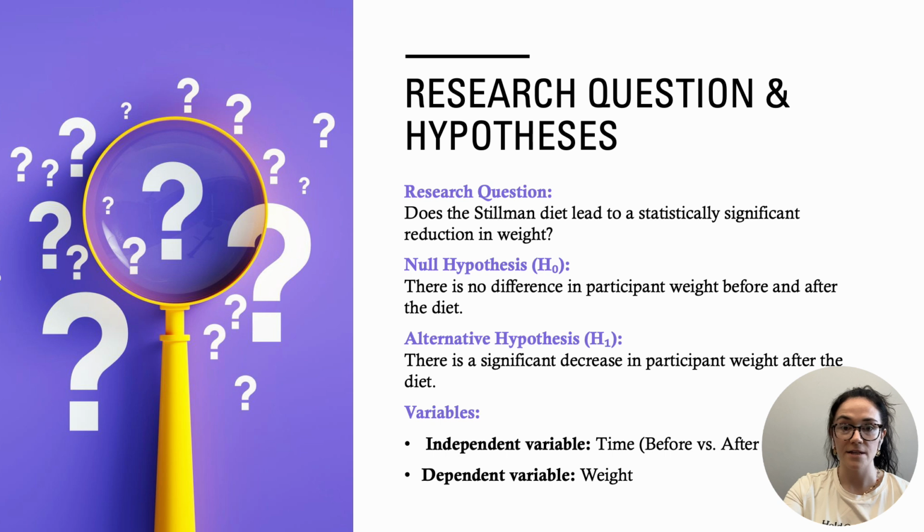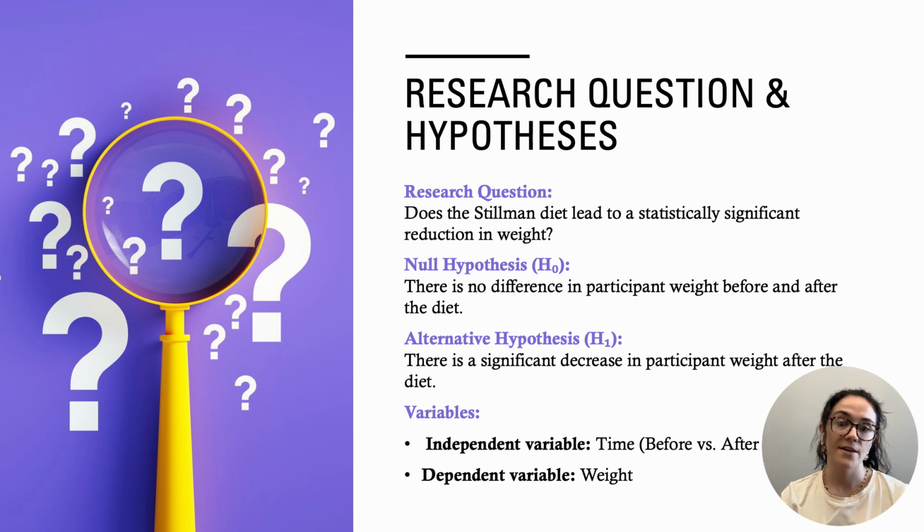On the other hand, the alternative hypothesis, or H1, proposes that there is a statistically significant decrease in participant weight after following the Stillman diet. This is the outcome we're hoping to find evidence for, that the diet had a real measurable impact on weight.